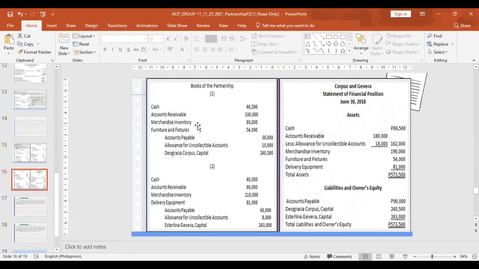So, sa bagong book ng partnership, babaliktarin mo lang yung ginlose mo. Same lang, dalawa. Then, pag-combine mo na siya. Kung mapapansin nyo, meron na yung Dio Garcia Corpus Capital and then Esterlina Rivera Capital. Same lang nang ginawa mo dun if ever dalawa kayong may business. Kung ano yung ginawa mo dun sa isa, dun sa una, yung may business, yung isa, dun isa, wala naman. So, same lang kayo nang gagawin.